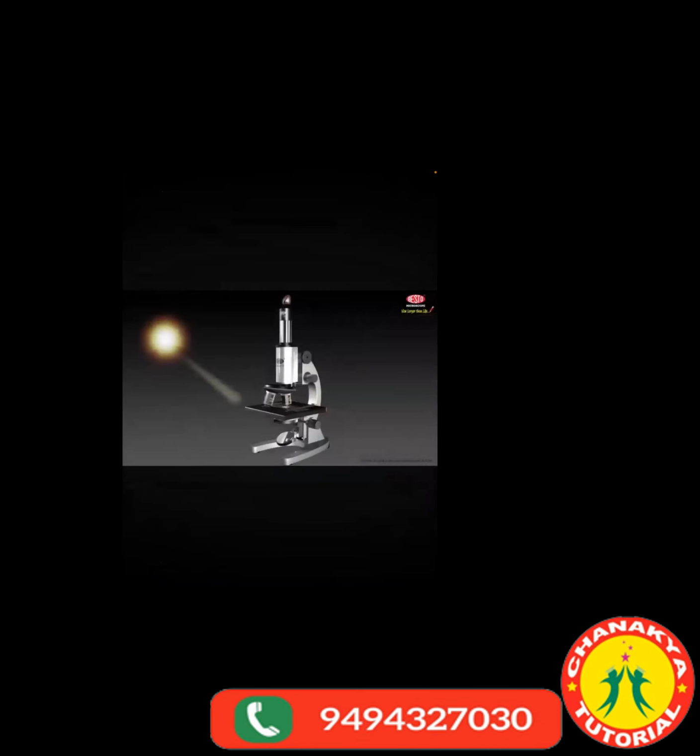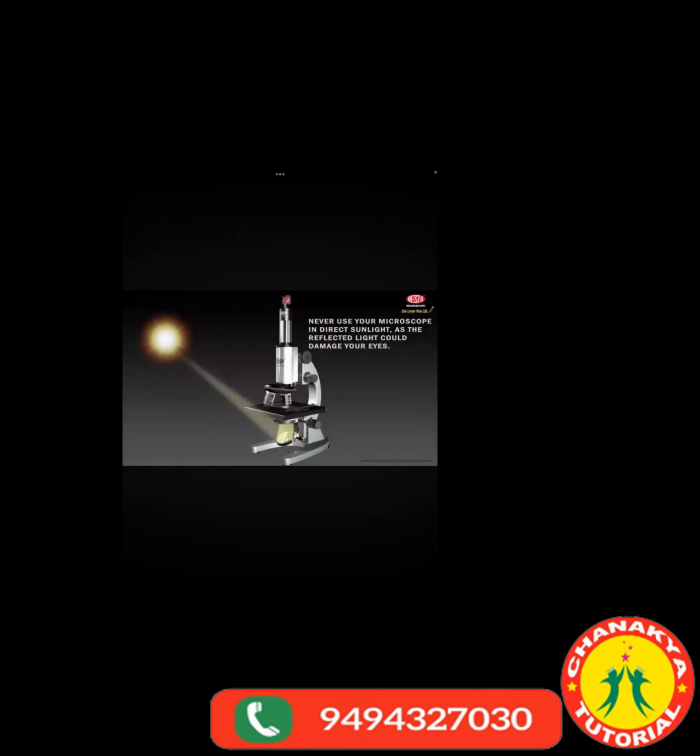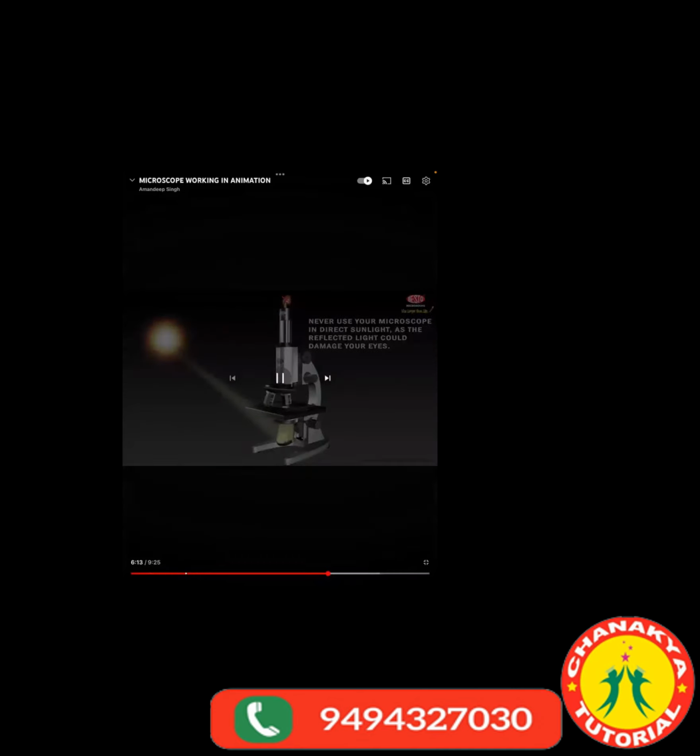Here's a helpful hint for you. Never use your microscope in direct sunlight, as the reflected light can damage your eyes. See, this is again a very important tip. Direct sunlight we should not use, because it can damage your eyes. Same way, if the focus is also on the highest power, then the damage to the eyes will be there. Step 6.